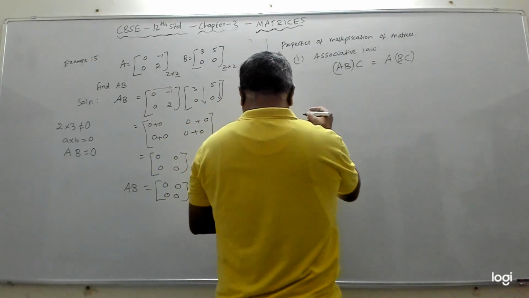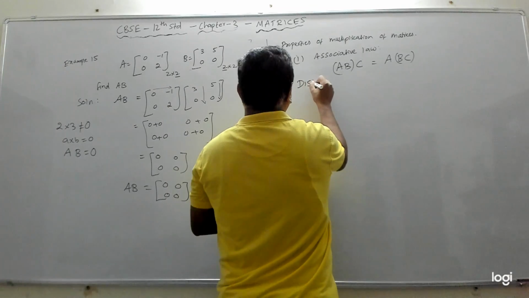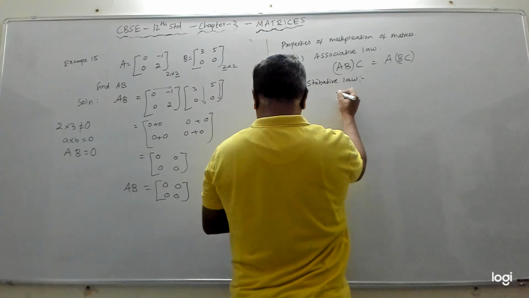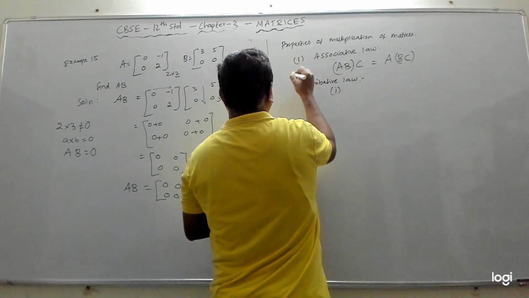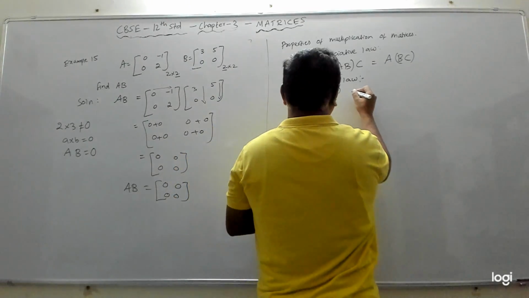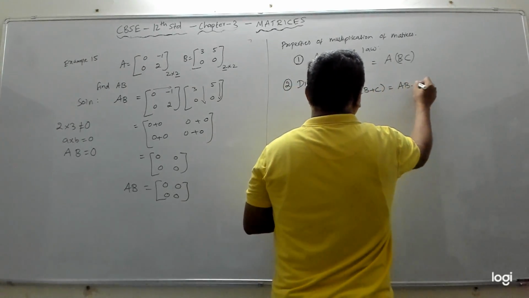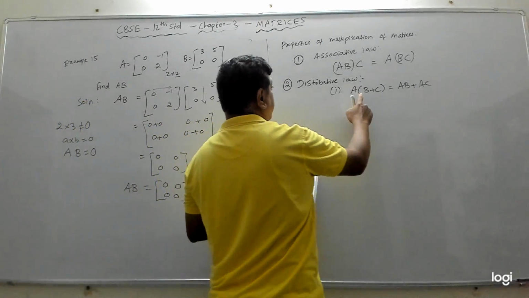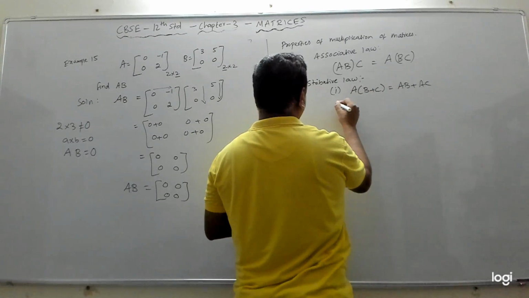Then the distributive law. The next law is the distributive law, which has two parts. This is the first property, and this is the second property. In the first one, A with B plus C is the same as AB plus AC. So A with B plus C is A into B plus A into C. This is always true.